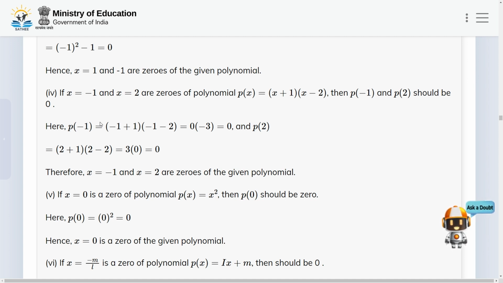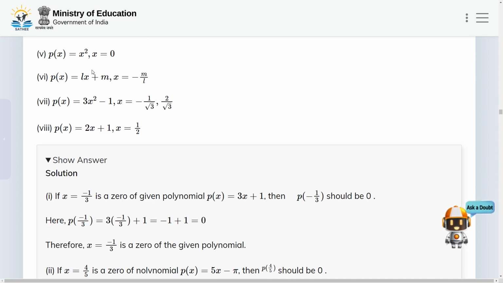So here p of minus 1 is equal to minus 1 plus 1 times minus 1 minus 2, and this is equal to 0 times minus 3, and this is equal to 0. And p of 2 is equal to 2 plus 1 times 2 minus 2, and this is equal to 3 times 0, and this is also equal to 0. So therefore x is equal to minus 1 and x is equal to 2 are zeros of the given polynomial. So now let us see the fifth one.